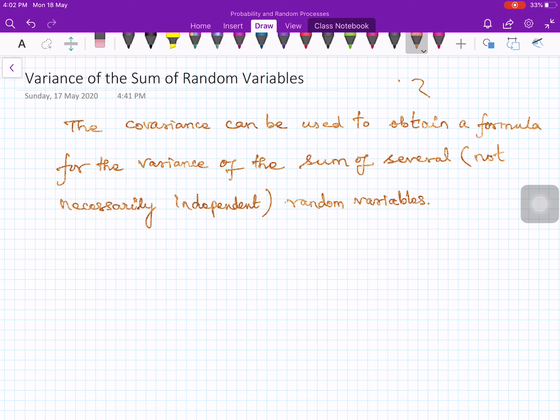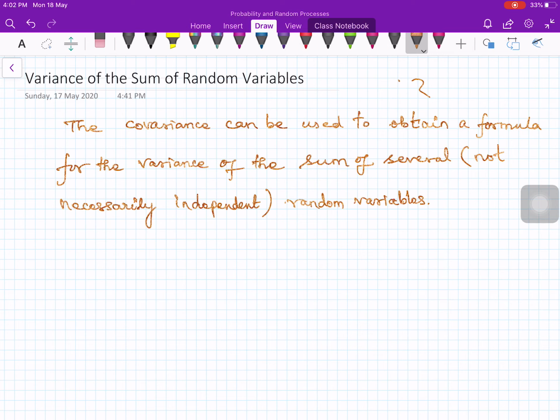In this lecture, I am going to talk about variance of the sum of random variables. One situation where covariances show up is when we try to calculate the variance of a sum of random variables. That means you have many random variables and you want to find the sum. Therefore, the covariance can be used to obtain a formula for the variance of the sum of several random variables, and not necessarily independent random variables. It can be dependent random variables also.